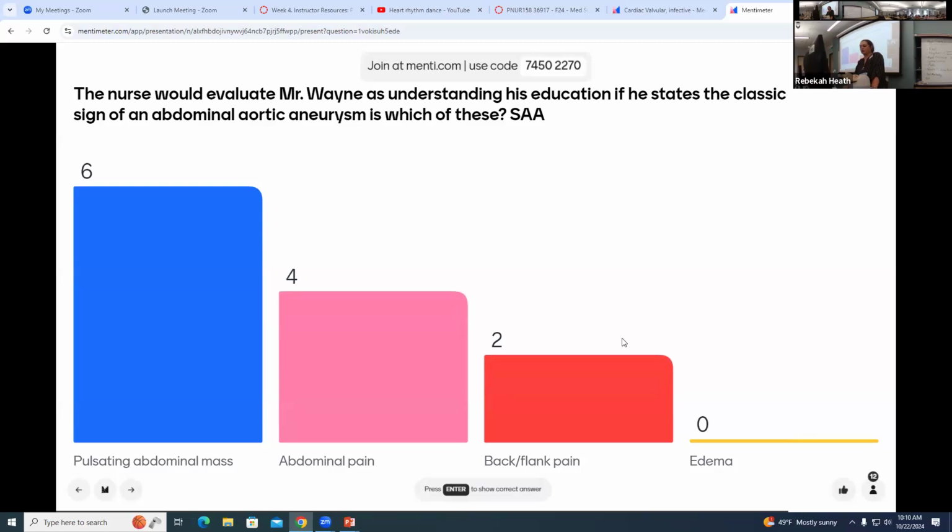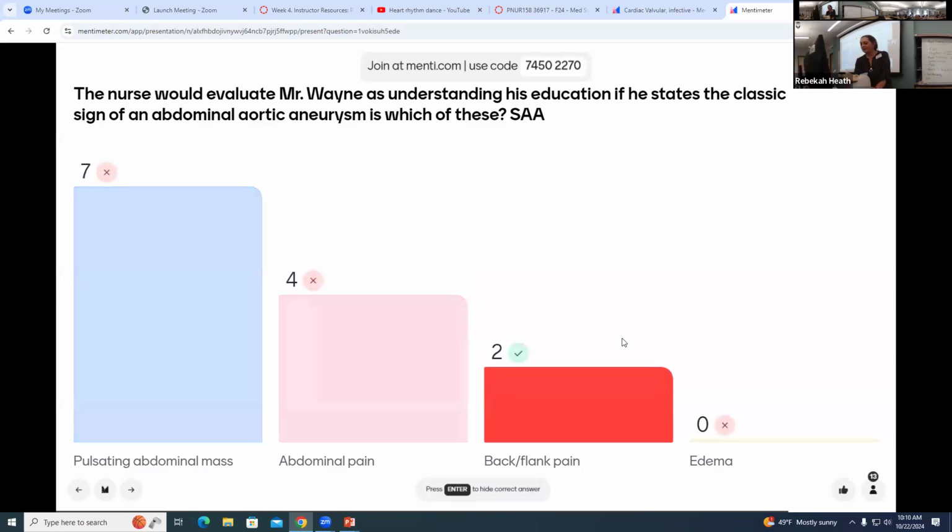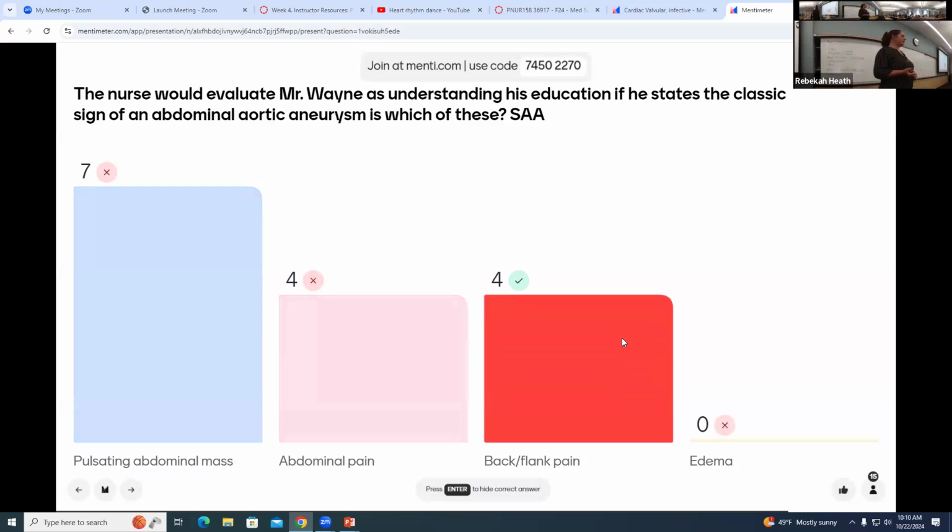We have different answers here. All right, and the correct answer is back and flank pain. It's a little bit tricky. A lot of you guys put pulsating abdominal mass, but think about inside of your body, where is your aorta at? It's kind of more in the middle, right? It's coming down in the middle, and then all of your blood vessels are kind of branching off from it. So we wouldn't see it in our abdomen pulsing out because it would have to be right against the skin, essentially. So we won't see it pulsing. It's kind of in the middle of your area here.